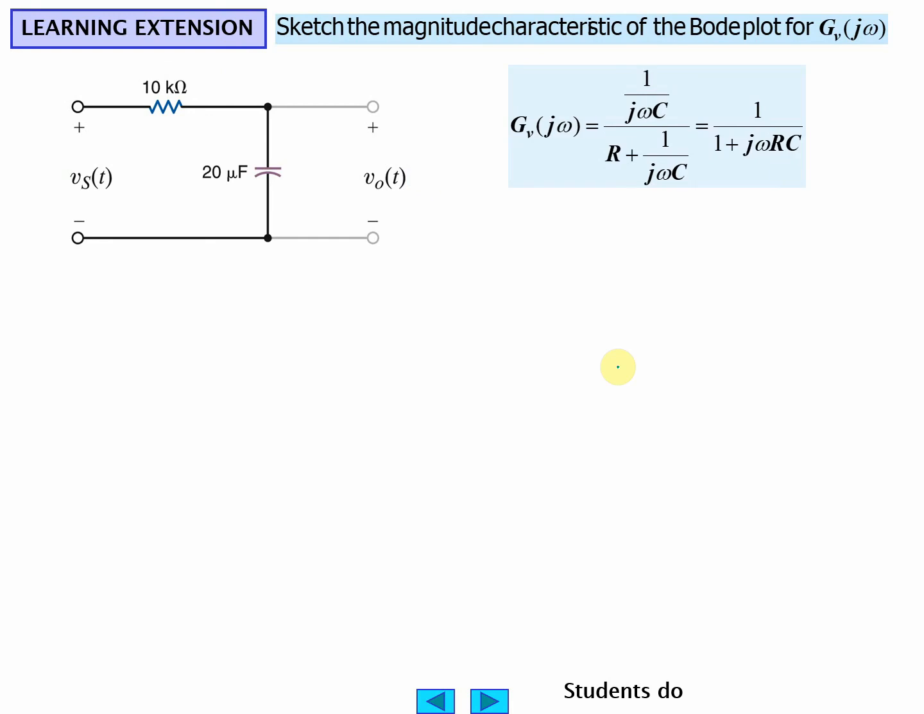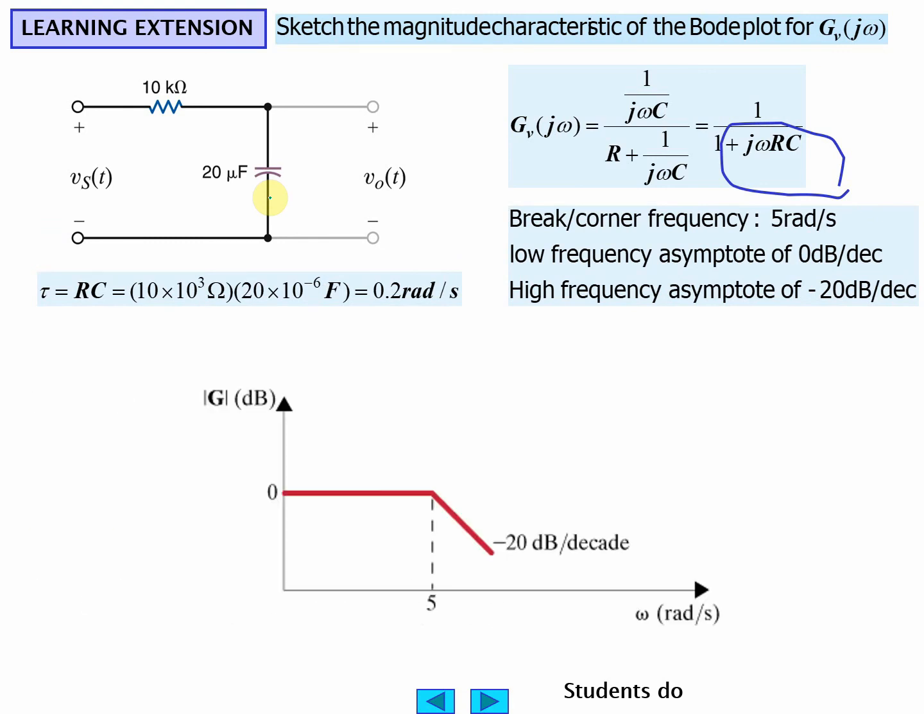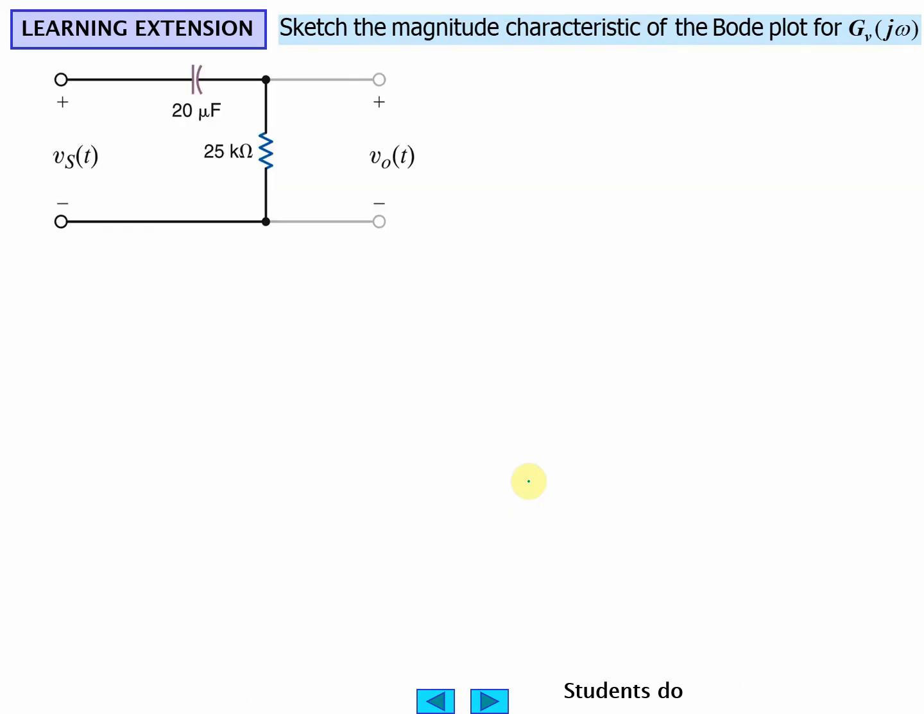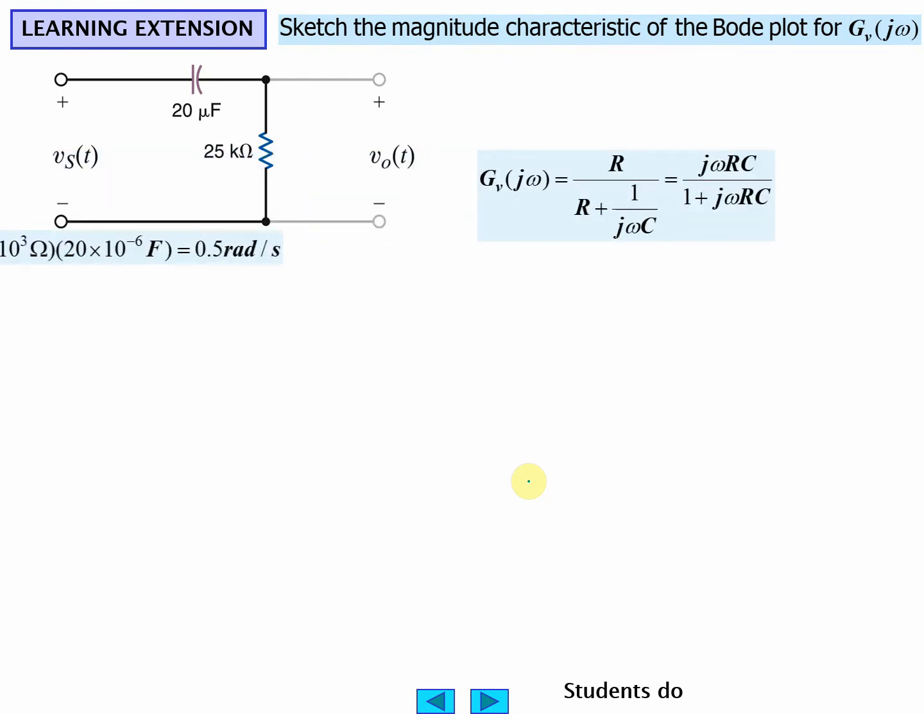So, what is this? First of all, it is a low-pass filter. We can figure out the RC, do the Bode plot. It passes low, drops off at higher frequencies. Okay, this is a high-pass filter. So it's going to ramp up, the tau. This is what's going to tell you where the break point is.